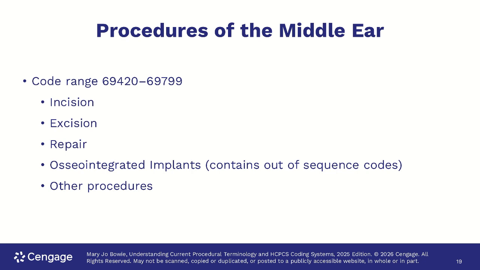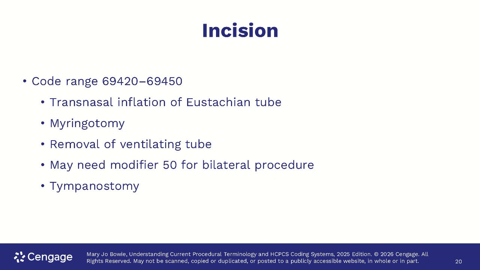All right, procedures on the middle ear. You have the same thing: incision, excision, repair, etc. As it relates to incision, you have procedures that are very popular, such as putting in the eustachian tubes. Those tubes are also known as ventilating tubes, which allows the fluid to drain. And this is something that's done when patients have chronic ear infections. And so the procedure is very tricky because you see the word tympan and myring.